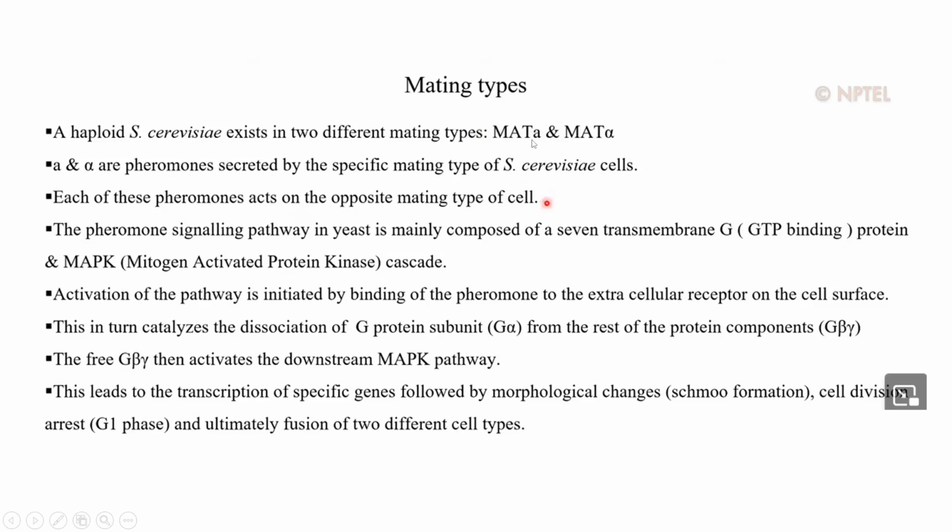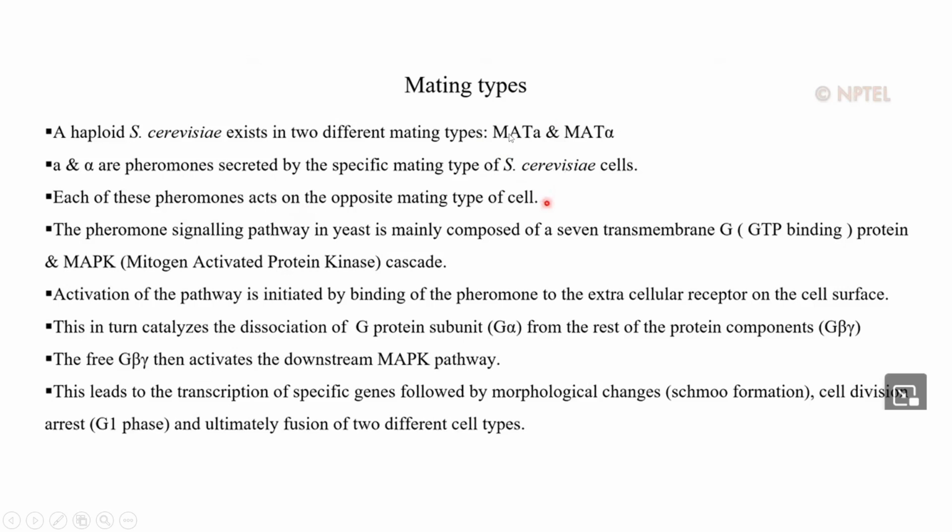So MAT A will secrete the A pheromone. Pheromones are basically molecules which will be secreted and attract the opposite mating type. So MAT A will secrete the A pheromone and it will attract MAT alpha. Similarly, MAT alpha will secrete the alpha pheromone.